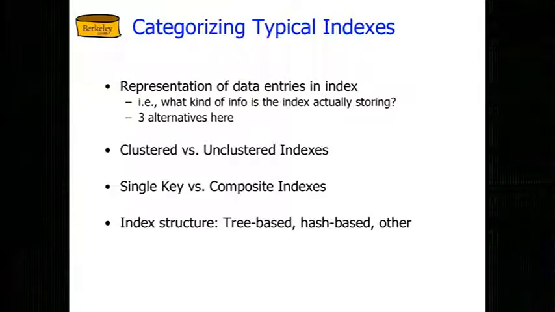Indexes can be what's called clustered or unclustered, which is going to affect performance substantially in terms of sequential versus random IOs, and also in terms of how many good things you get in a single IO. We'll have, obviously, single key versus composite key indexes, which we've already talked about a little bit. That's simple. And then what is the actual data structure being used? Is it a tree? Is it a hash index? And so on. In this class, I'm only going to teach you one. I'm going to teach you B+ trees, which are the workhorse.